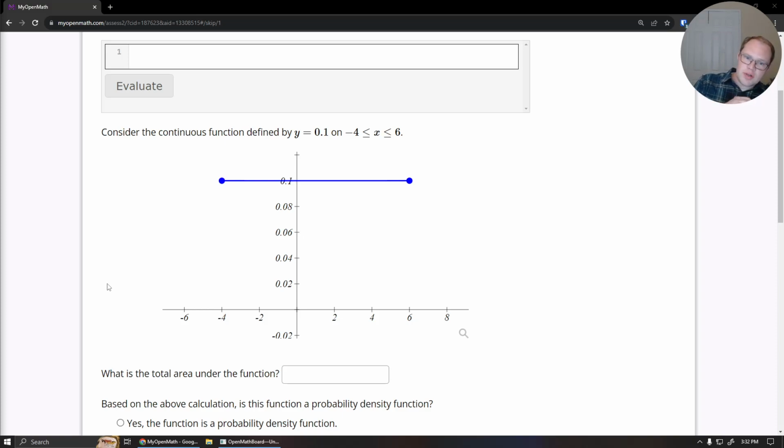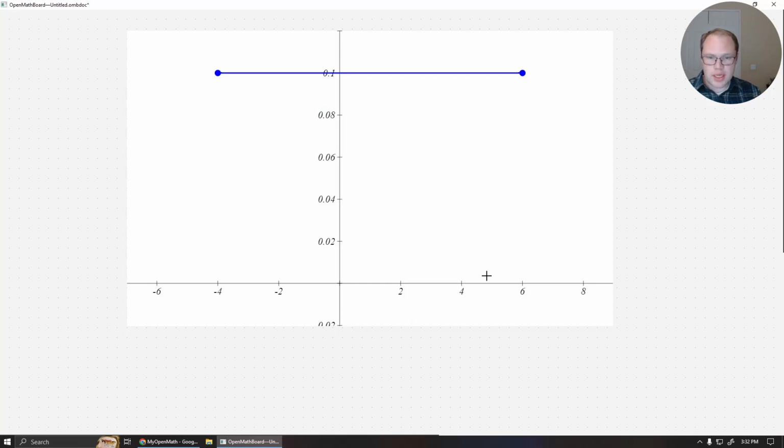Consider the continuous function defined by y equals 0.1 on -4 less than or equal to x less than or equal to 6. So what does this mean? We have a function here, and it ranges between x equals -4 and x equals 6. Okay, we could see that. Let me get my drawing here. We could see that here, right?